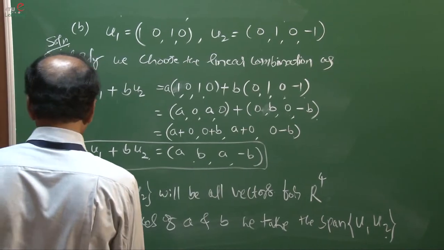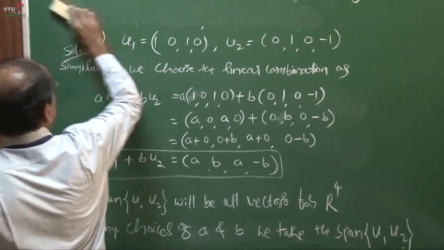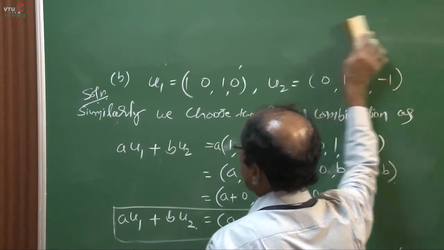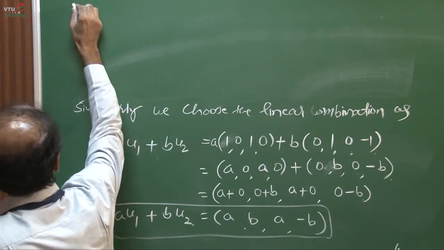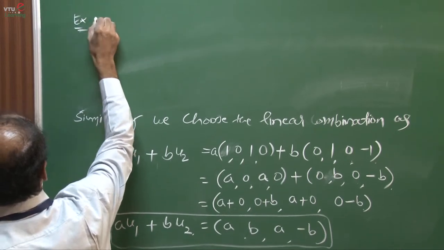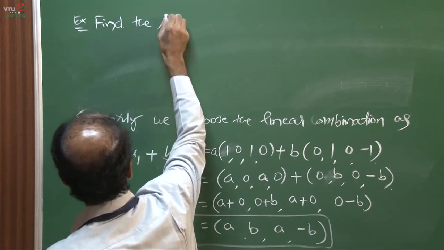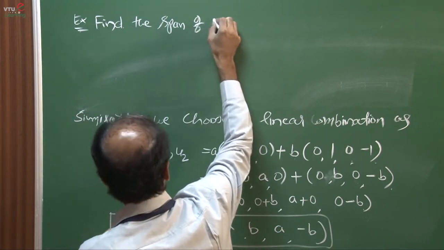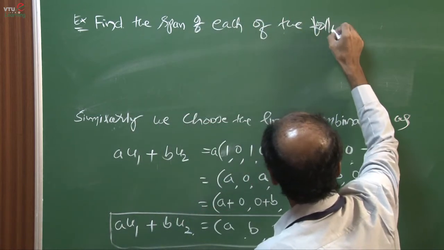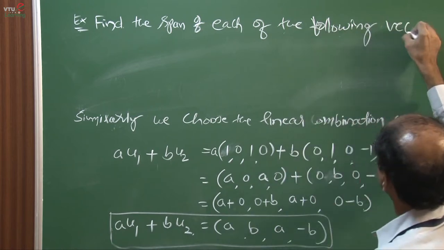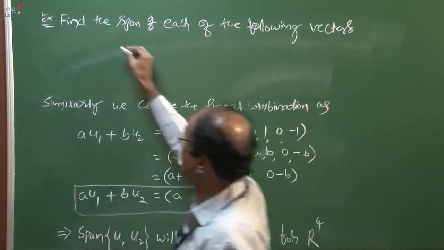Now, similarly, we take the solution for the next problem. Another situation I will consider to prove the span of the given vectors. Find the span of each of the following vectors. Vectors given like A and B.